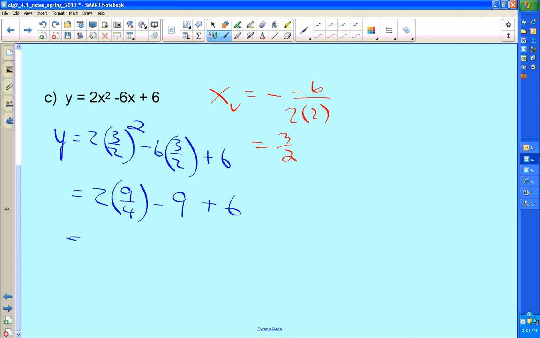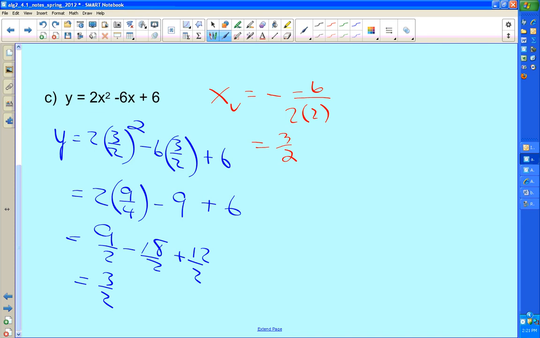So very similar to what we just did, we have 9 over 2 minus 18 over 2 plus 12 over 2. So we're going to do 9 minus 18 is negative 9 plus 12. Coincidentally gives us 3 over 2. It does not always work that way.